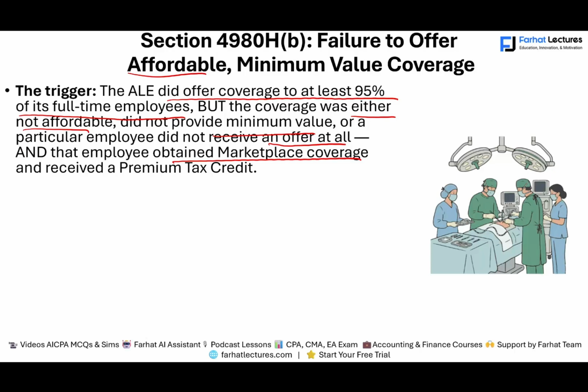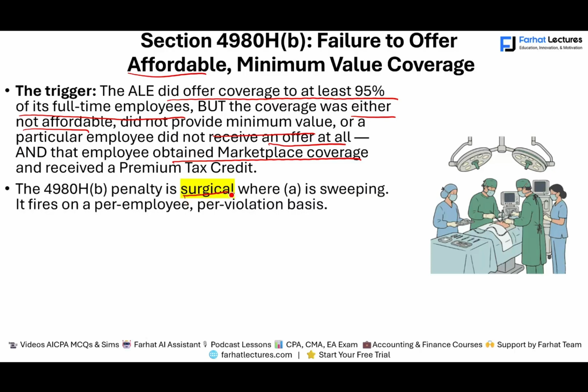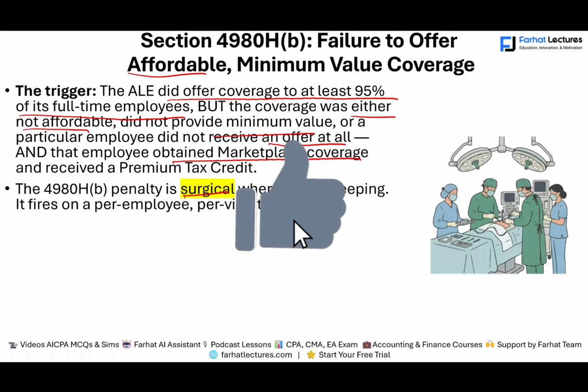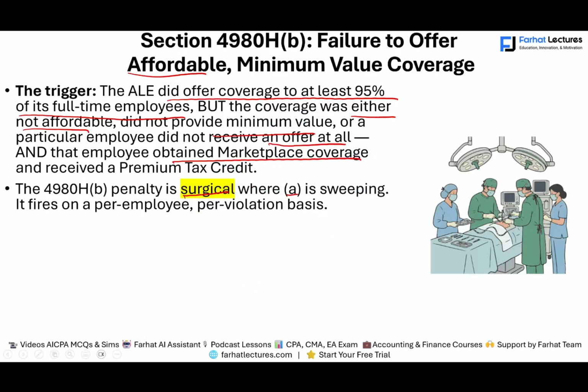Well, violation B is surgical. Surgical means it's not going to be sweeping, where A is sweeping. It fires on a per employee per violation basis here. Now you are being surgical. You are not penalizing everyone in the company. You are going to impose the penalty on a per employee per violation basis. So only employees who actually receive the premium tax credit will create a liability. So it doesn't trigger that large liability for the whole company.